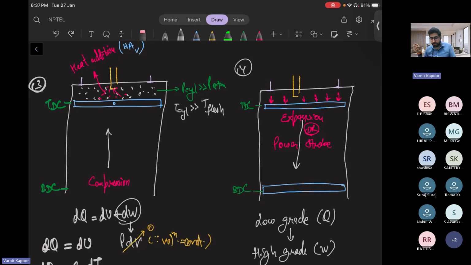Is it clear till here, or any doubts about how heat, a low grade form of energy, is converted to a high grade form? Any doubts to anyone? Please feel free to ask. The combustion taking place will always take place between the TDC and the cylinder head only? Yes, inside the cylinder only. Exactly. That's why it is an internal combustion engine. You can also have an external combustion engine.